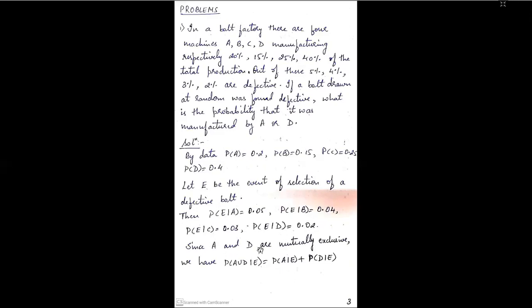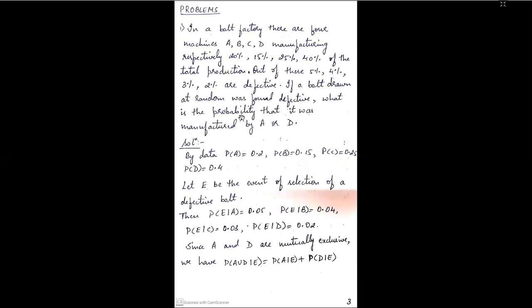Now, A and D are mutually exclusive. Mutually exclusive means these two events are happening differently. That is, when you take the intersection, it will always be equal to empty. That is what mutually exclusive means. Mutually exclusive is nothing but disjoint events. Both are happening independently, A and D. So we have probability of A union D given E is equal to probability of A given E plus probability of D given E. The reason is A intersection D is equal to empty, and the probability of that is equal to 0. Probability of the empty set will always be equal to 0.